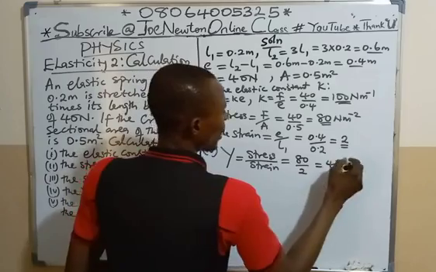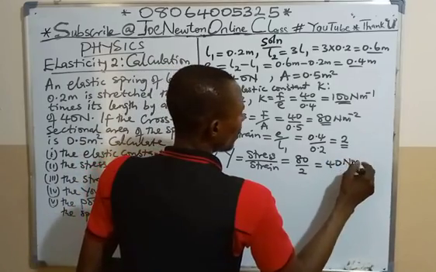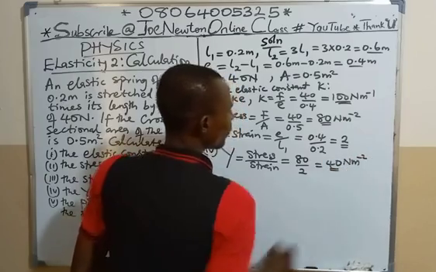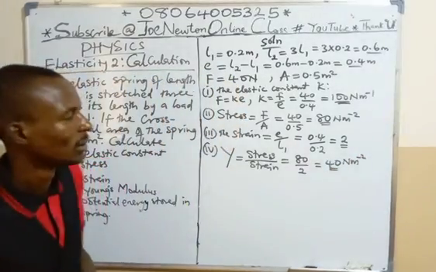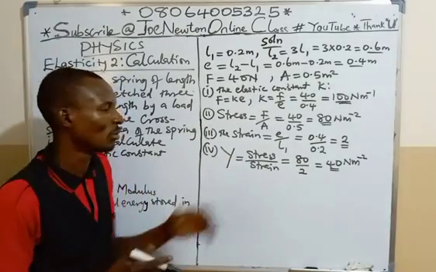So our Young modulus has the unit of what? The number has the unit of stress, 40 Newton per meter square. It normally has the unit of stress, that Young modulus.